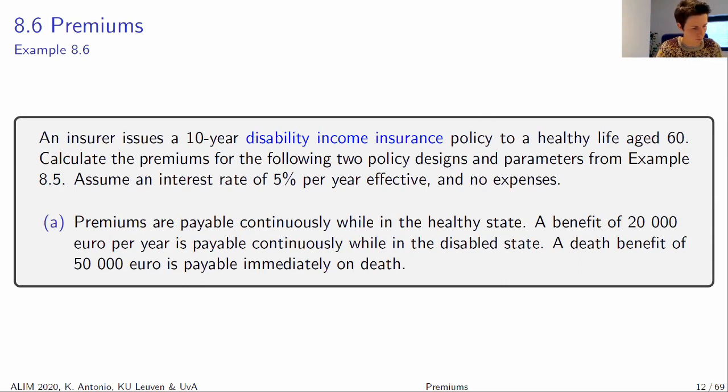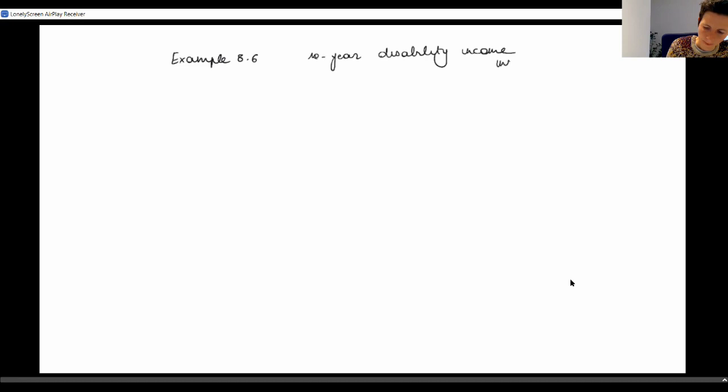Yeah, so a 10-year disability policy issued to a 60-year-old. So let me do this together with you. And let me show you that I actually registered for my app last night. So the writing on the iPad should now go without any interruptions or any difficulties. So we're going to do example 8.6 quickly. And 8.6 is a 10-year disability insurance product. And we have a 60-year-old, so we're going to denote this with the 60 between brackets.